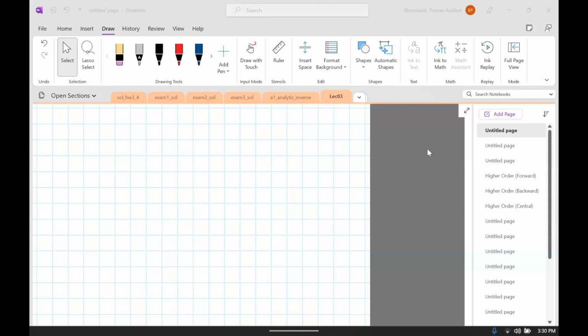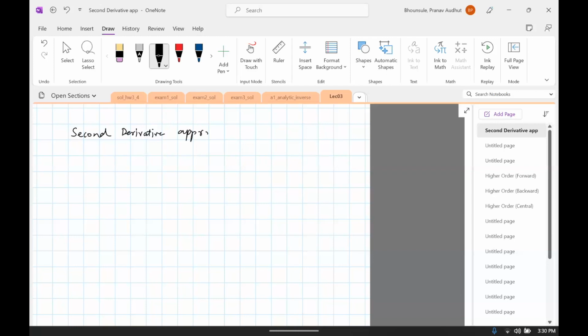Okay, today we'll talk about second order derivatives using Taylor series approximation. So let's get to second derivative approximations.